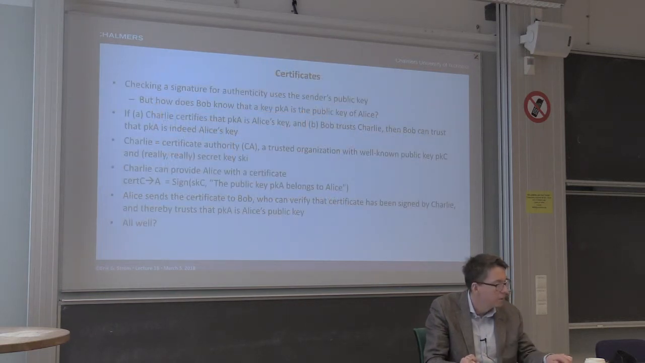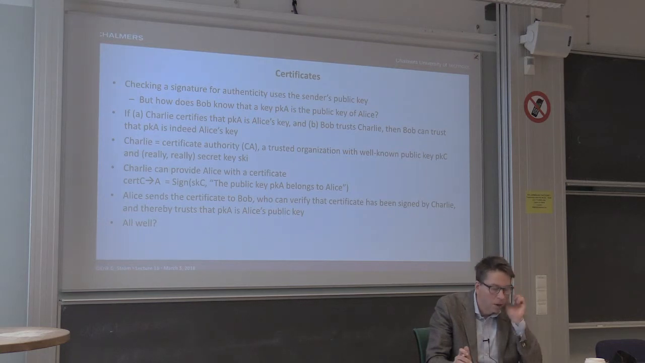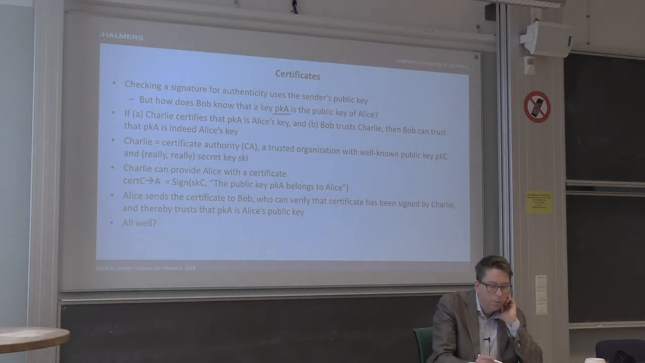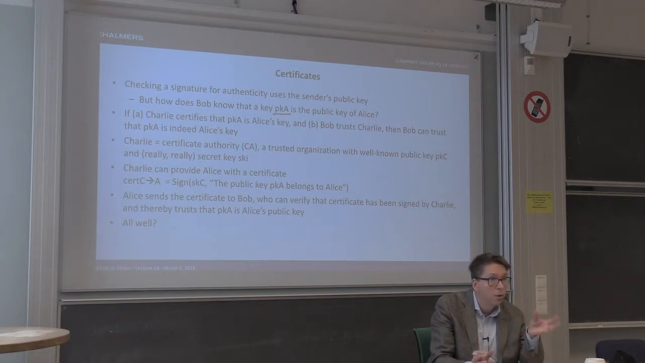Certificates. What are those? To check a signature for authenticity, we use the sender's public key, right? And we know that the public key is something which is posted publicly. But how does Bob really know that a key, say the key PKA, is actually Alice's public key and not the hacker's public key? How do we know that a public key is tied to a person?